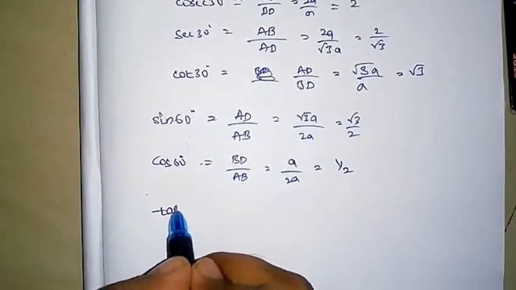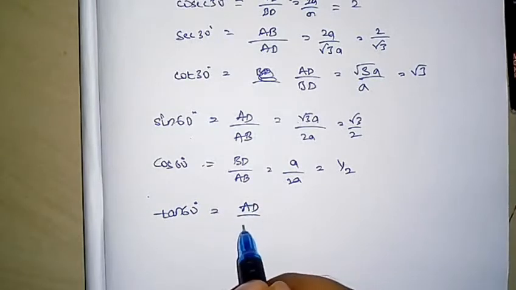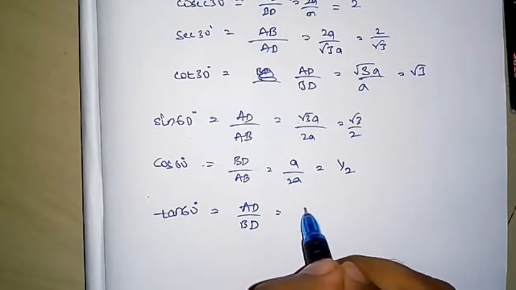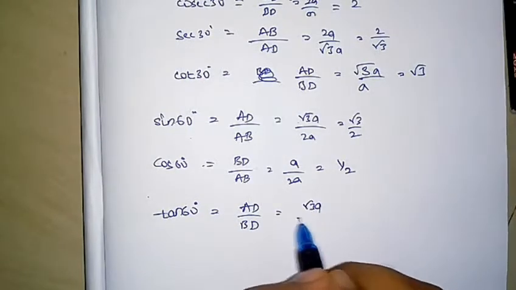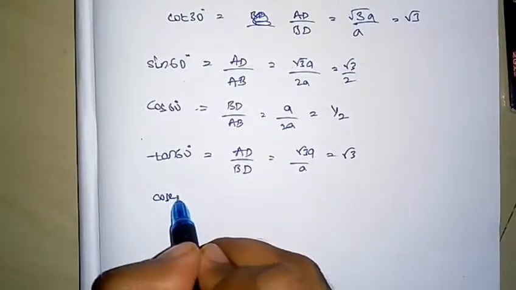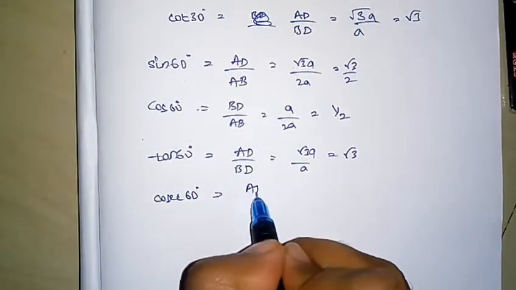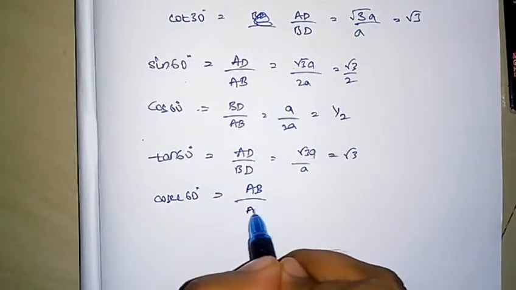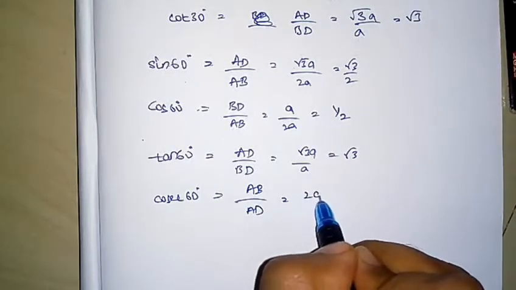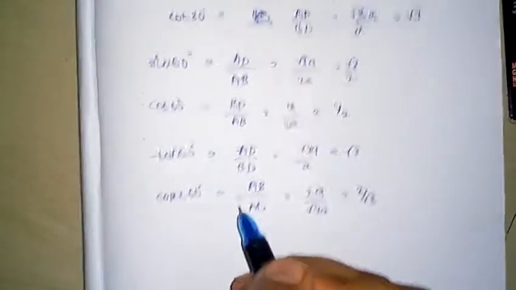Similarly, tan 60 degrees will be equal to opposite side AD by adjacent side BD, which is equal to AD is root 3a by a, which is equal to root 3. Cosecant 60 degrees is equal to hypotenuse AB by opposite side AD, which is equal to 2a by root 3a, equal to 2 by root 3.